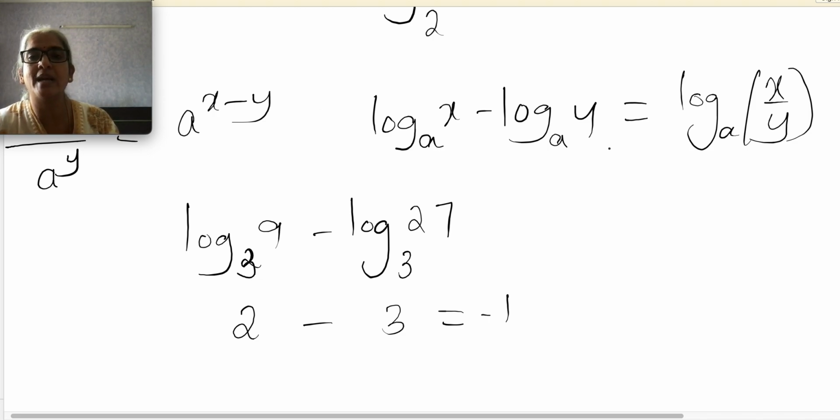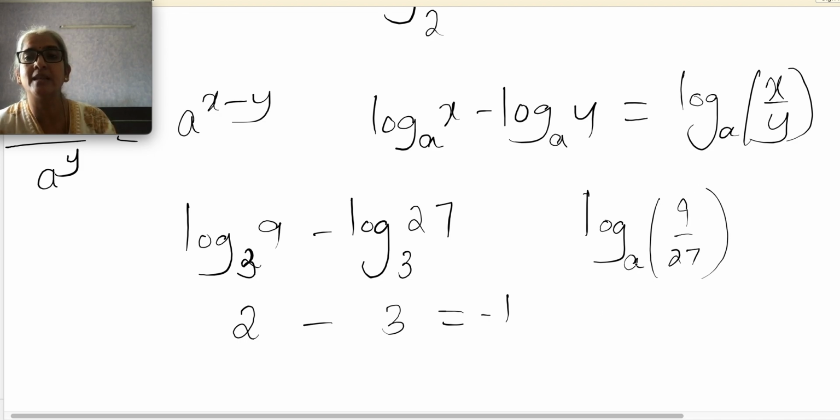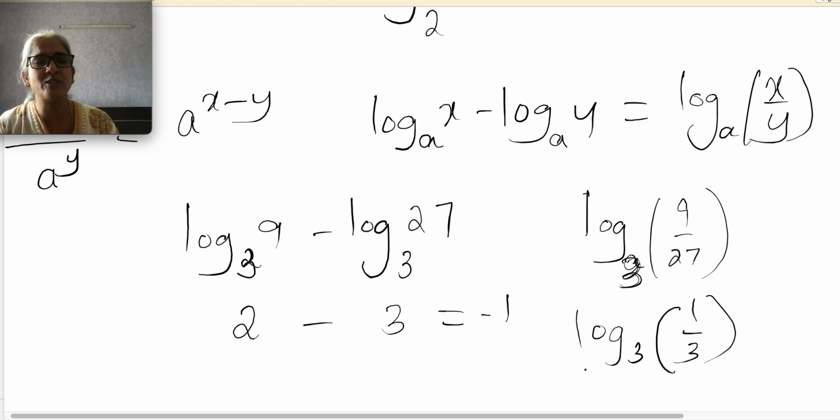Now let me look at the right hand side. Log of 9 divided by 27 to the base 3. The base has to be the same. And 9 divided by 27 is 1/3. And the answer, 3 raised to what is 1/3? It is minus 1. So the right hand side is equal to the left hand side, and therefore our rule is correct.